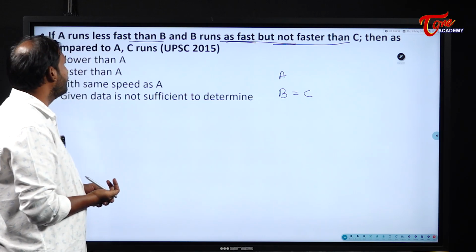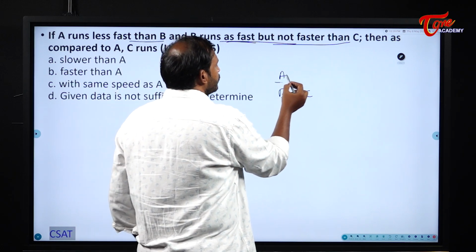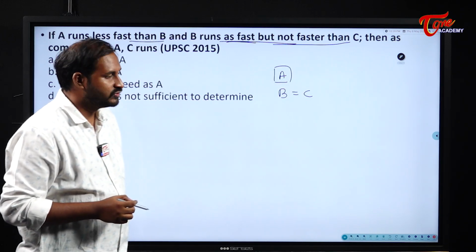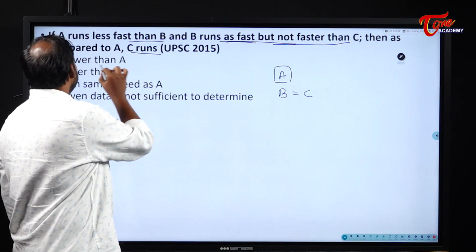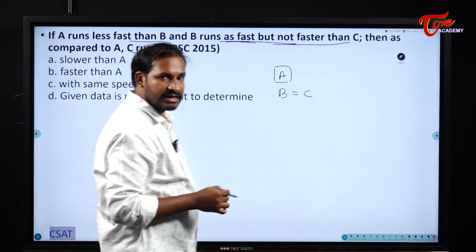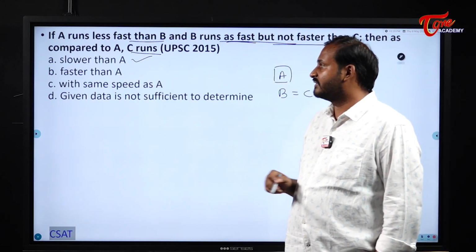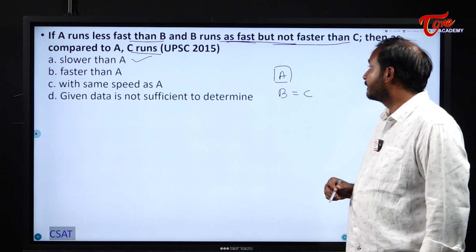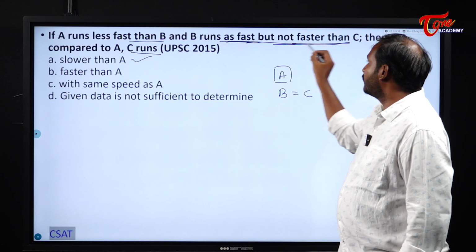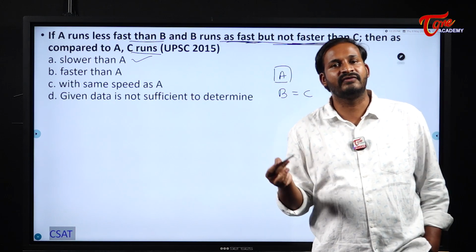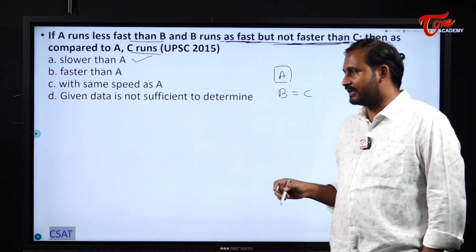Then, compared to A, how does C run? Does C run faster than A? No, C will not run faster than A. Slower than A? Yes, C runs slower than A. So our answer becomes option A. B runs as fast as but not faster than C means B is running with the equal speed of C. So here our answer becomes option A.